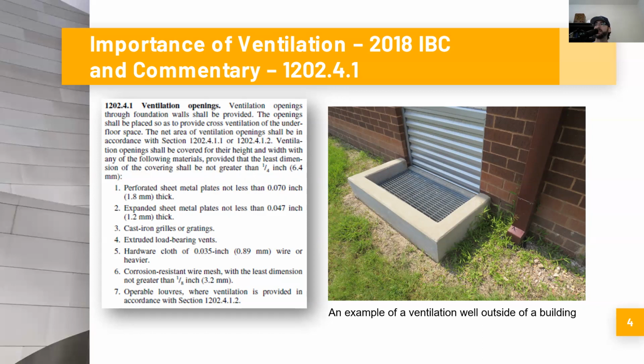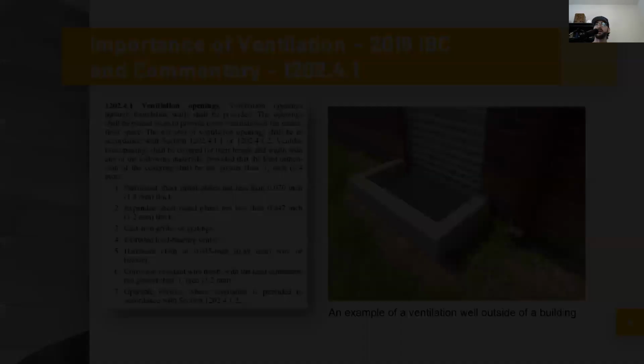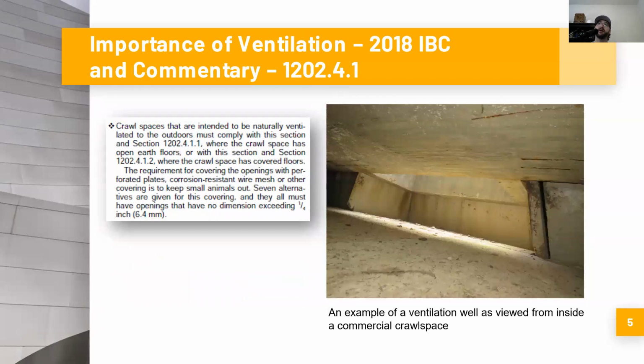And the photograph you see here is an example of a vent well outside of a building. So that ventilation well opens up into the crawl space below and allows the air to move in and out. The commentary to this section reads, crawl spaces that are intended to be naturally ventilated to the outdoors must comply with this section and section 1202.4.1.1, where the crawl space has open earth floors, or with this section and section 1202.4.1.2, where the crawl space has covered floors. We just talked about that a little bit. It has to comply with that base section for cross ventilation in addition to those other requirements.